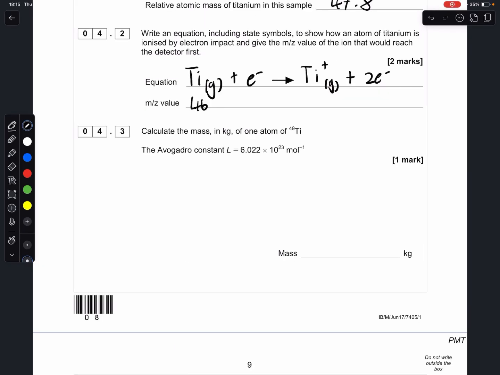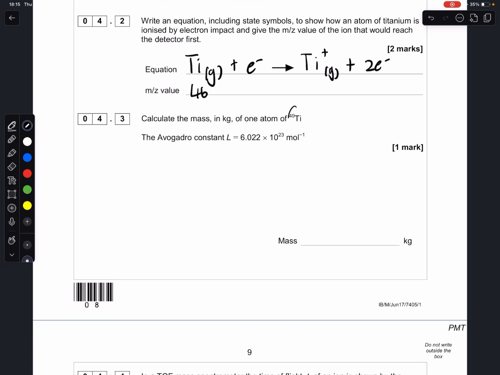Calculate the mass in kilograms of one atom of 49Ti. So for this question, we know our titanium has a relative mass of 49. So if the mass of titanium is 49, but we want to find what one atom is, we're going to divide that by Avogadro's constant. It's asking for it in kilograms, so whatever that answer is, we're going to divide that by 1,000 also, because if you remember, this here is in grams per mole. So to get that into kilograms per mole, we divide it by 1,000, and that'll give you your answer, which is 8.137 times 10 to the negative 26.